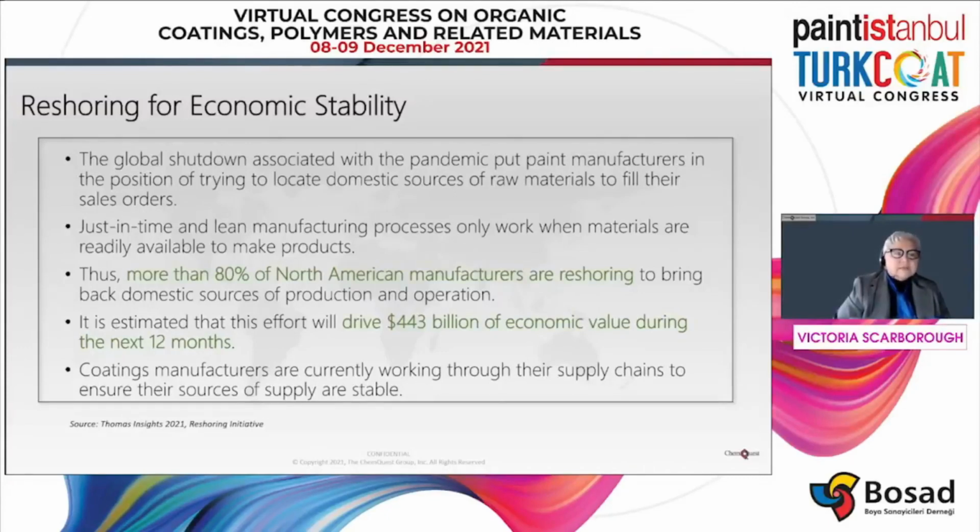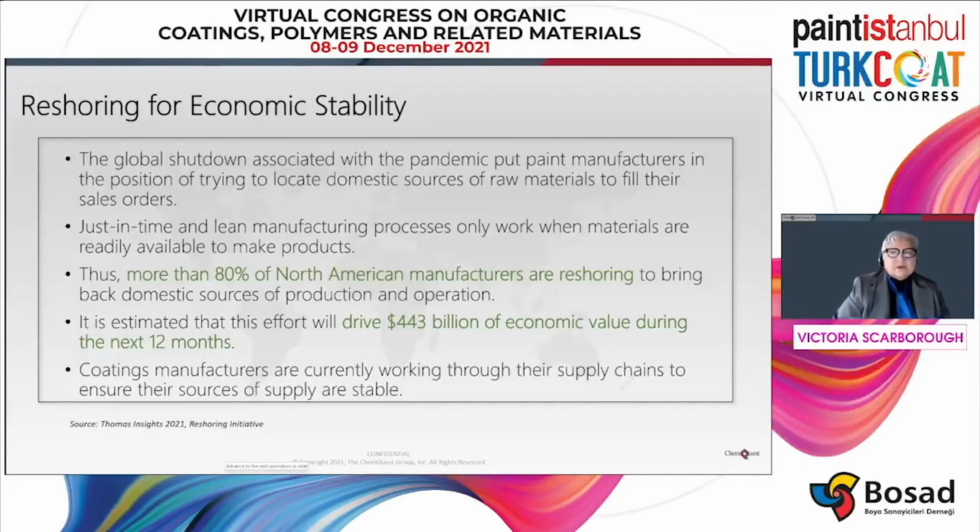And the coatings manufacturers that we have worked with within ChemQuest have sought us to help them with their supply chain problems, finding raw materials, but they're trying to really stabilize their supply chain so that they can get the raw materials they need and can control it a little better from an economic point of view. So a very important area.